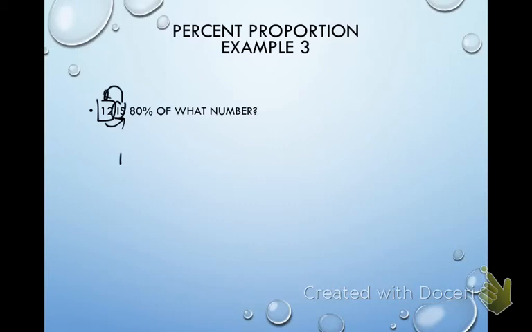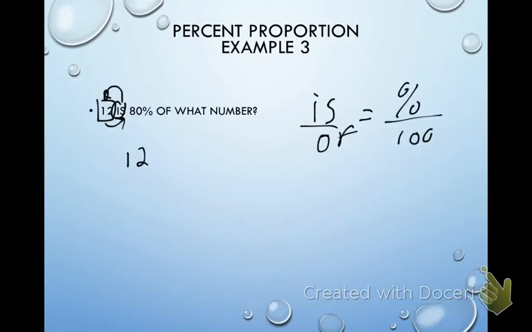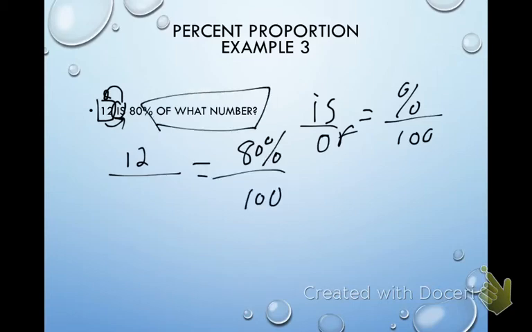Okay, so here we go. We're going to say 12, because remember, is over of equals percent over 100. So 12 is 80%. Oop, 80% goes over here. 100 goes at the bottom of what number? Well, it doesn't know, so that's x. 12 times 100 is simply 1200, and we're going to divide that by 80. Okay, 1200 divided by 80.